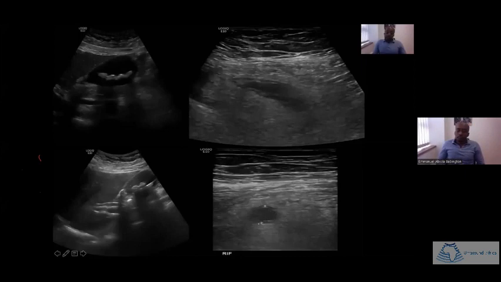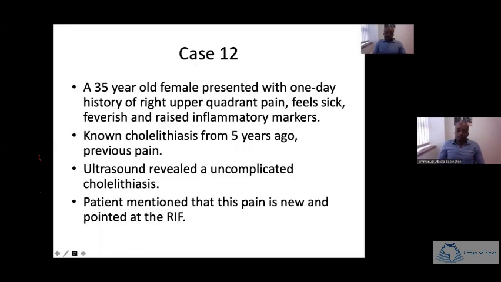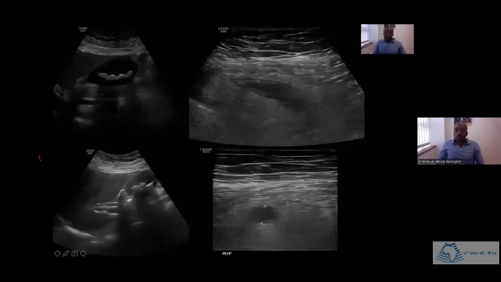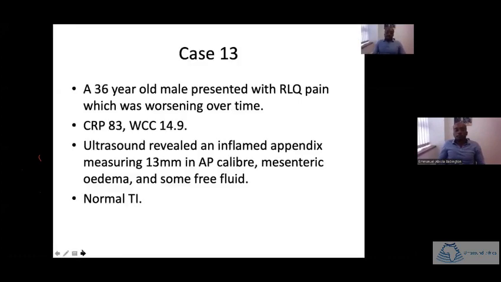It measured, I can't remember exactly what it measured, but it was definitely above 6, maybe 7 or 8 millimeters. It was inflamed. So we concluded that it was a case of acute appendicitis.